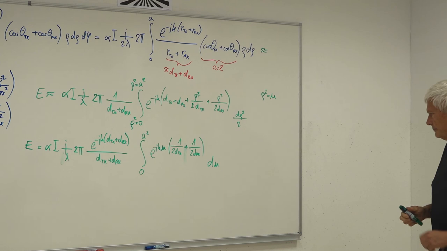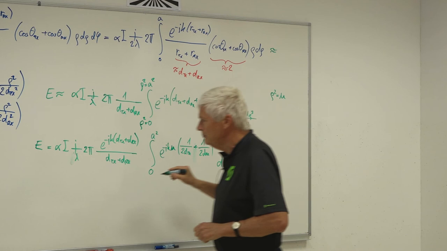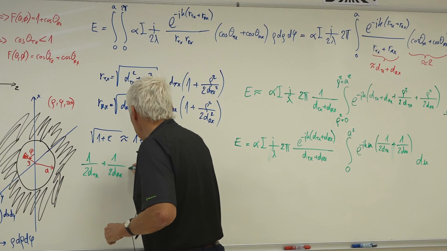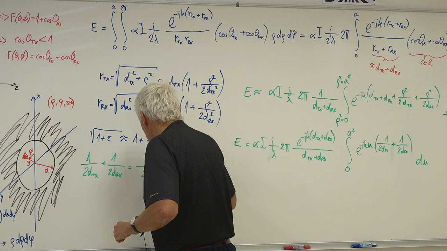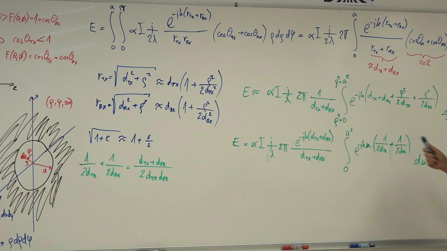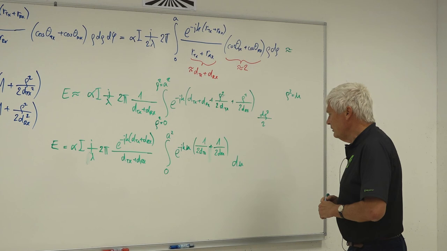What remains outside now? I still have this constant here: 1 over 2 dtx plus 1 over 2 drx. Now this thing here is 2. The common denominator is dtx drx, and the numerator is dtx plus drx. Just to write it maybe in a simpler fashion, I could simplify this thing in this way. But let's take this parenthesis as a whole, because I have to integrate over du. What is now the integral over du?